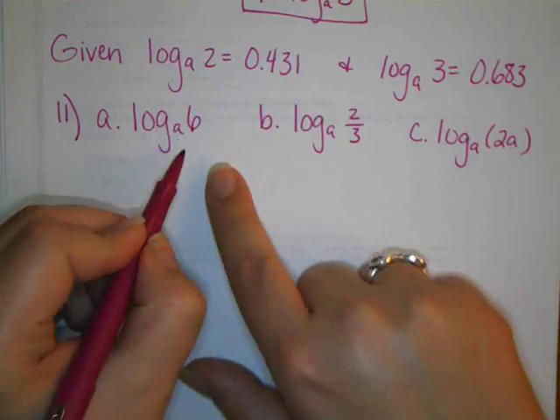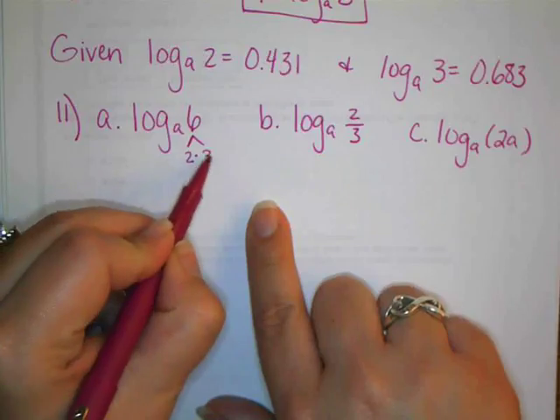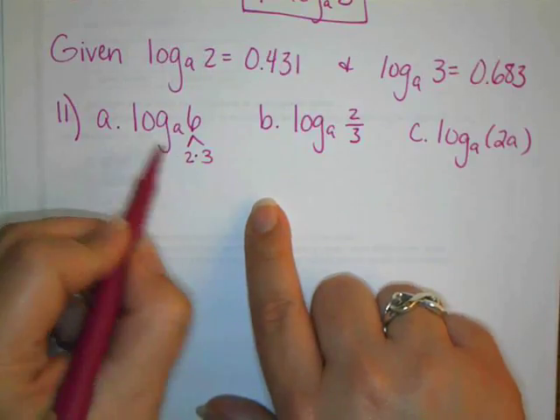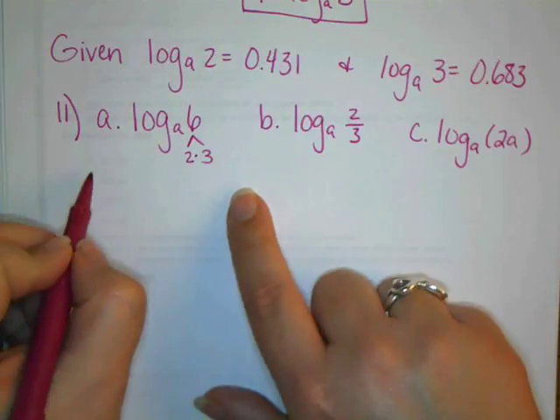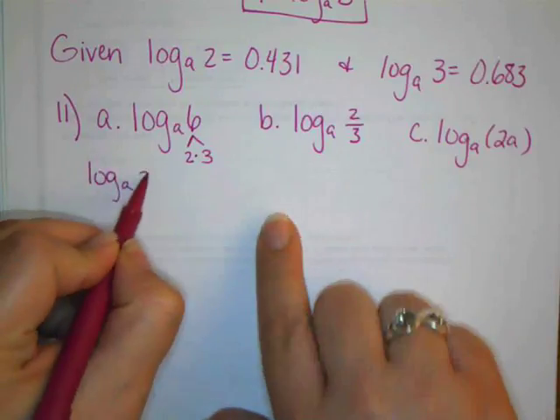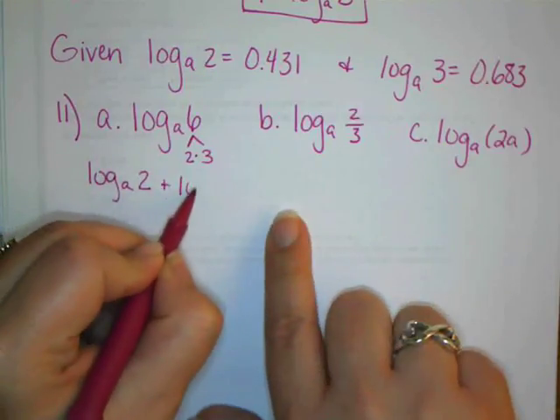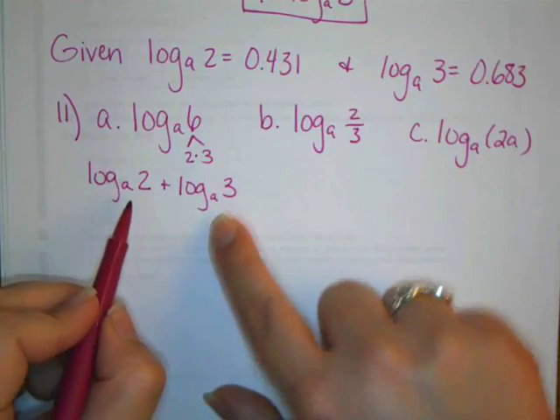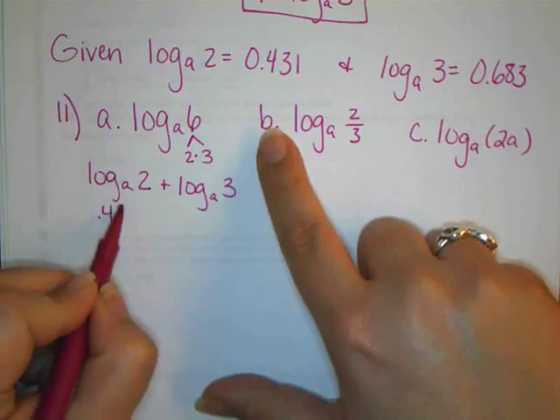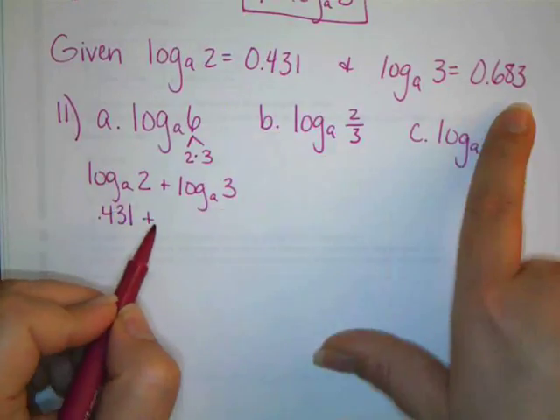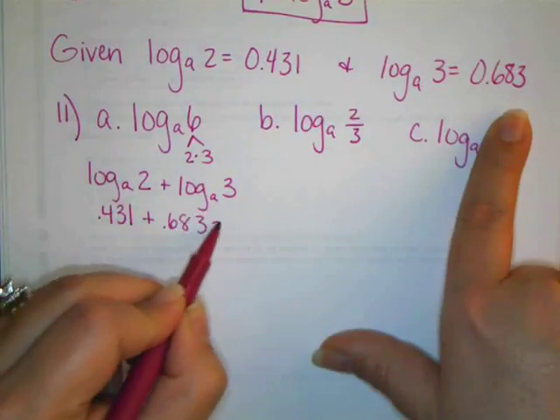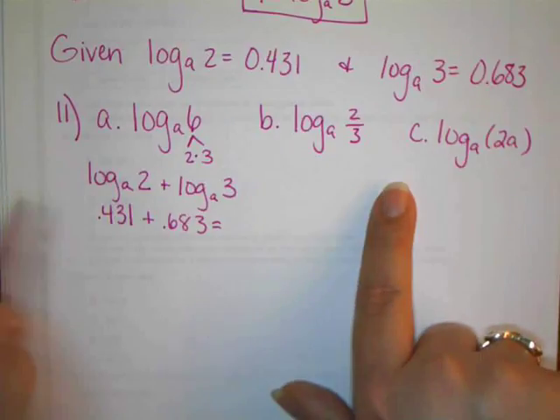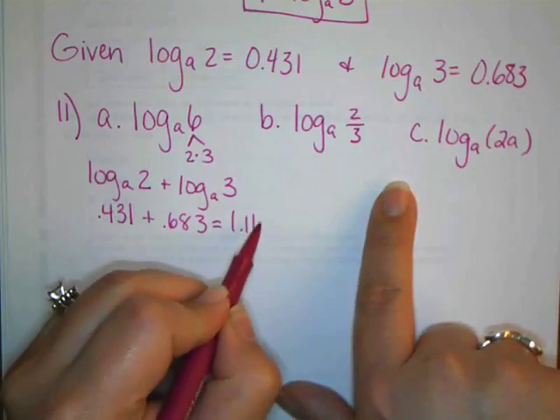But I do know 6 is composed of a 2 times 3. So if I have the log of 2 times 3, then I can rewrite that as the log of 2 plus log base A of 3. And then you have log of 2 is 0.431 plus log of 3 is 0.683. And if you add them, then you just get 1.114.